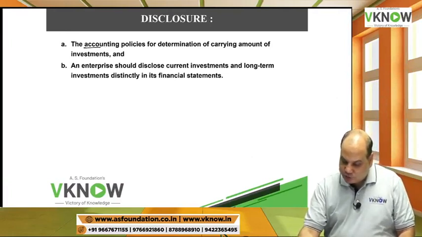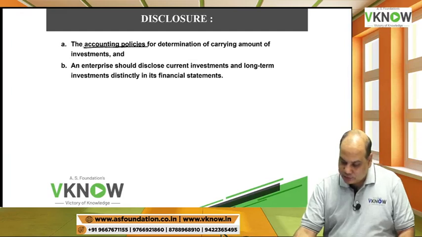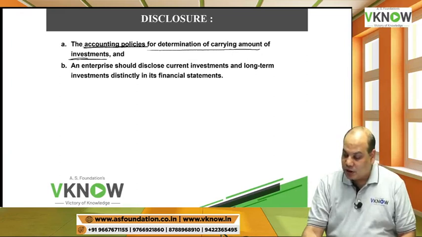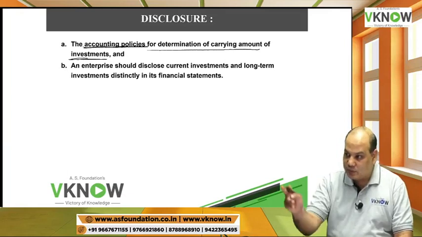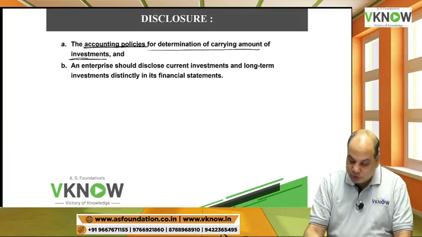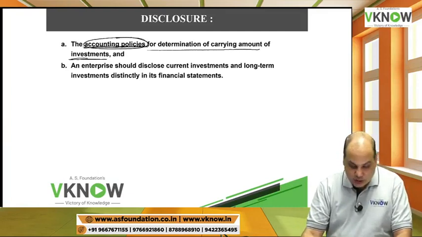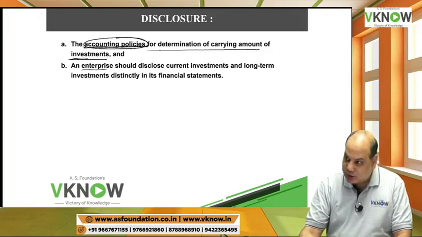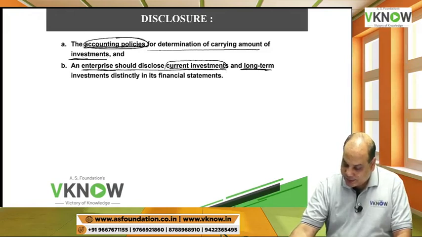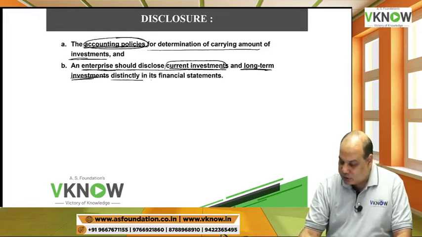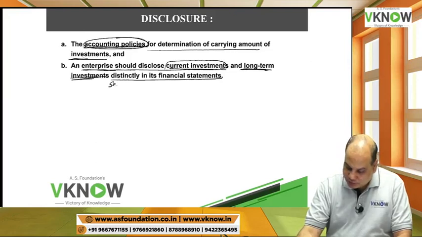You have to remember these disclosures. So one disclosure is about accounting policy for determination of carrying amount of investment, paragraph 21. Whatever accounting policy you are following, disclose it. Second disclosure is the enterprise should disclose current investment and long-term investment distinctly in the financial statement. Distinctly means separately.